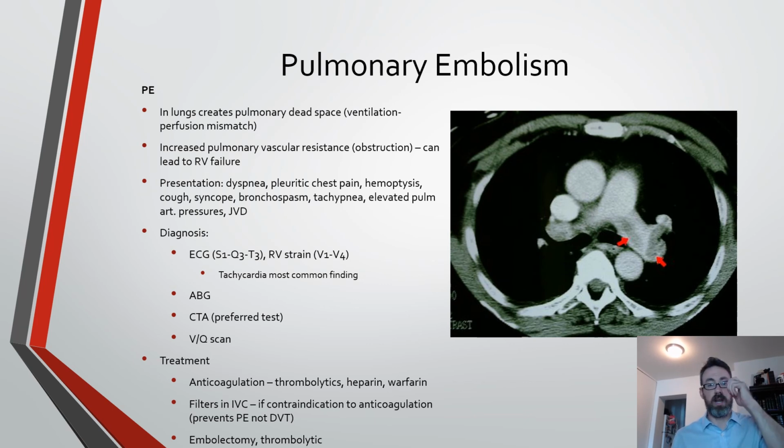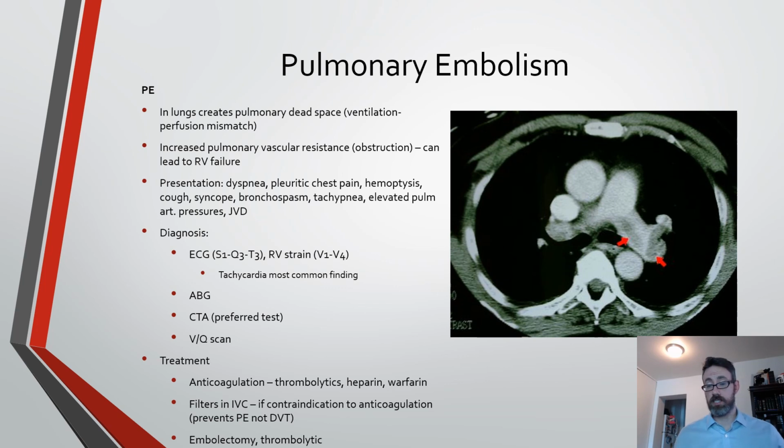Now, you could have increased pulmonary vascular resistance because you have an obstruction there, which shoots the resistance up very, very high. And that high resistance translates backwards onto the right side of the heart. The right side of the heart is not used to high resistances because it's generally used to lower resistance pulmonary circulation. And so what can happen is that sudden increase in resistance can actually lead to right ventricular failure due to that sudden increase in pressure.